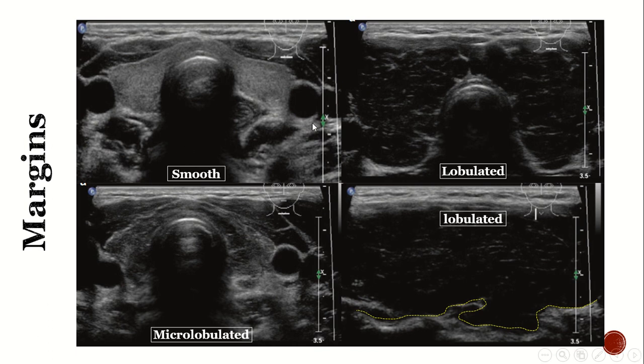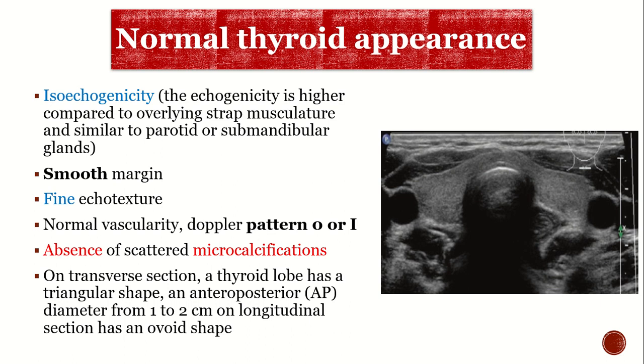The thyroid margins, as we see here, are smooth. This is microlobulated and lobulated margins. So the normal thyroid appearance is isoechoic, smooth margins, fine echotexture, normal vascularity, Doppler pattern 0 or 1, and there are no microcalcifications. The lobe in the transverse aspect will be triangular in shape, and the diameter is about 1 to 2 centimeters, while it is oval in the longitudinal aspect, as we see.